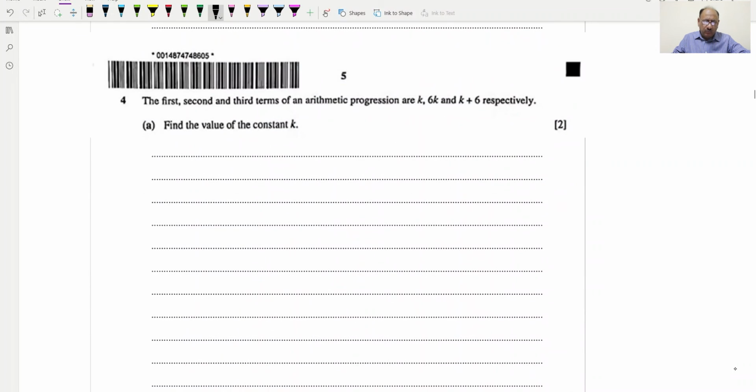Now question number 4, A part. Question number 4 says the first, second and third terms of the arithmetic progression are k, 6k and k plus 6 respectively. A part: find the value of constant k, and this is a 2-mark question. So the first term a1 we can write as k, a2 is equal to 6k, and a3 is equal to k plus 6. So these are the 3 values provided.